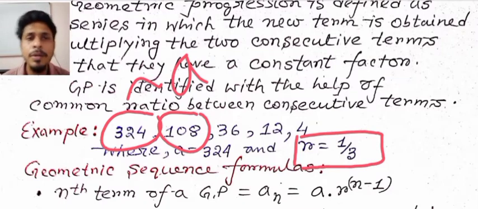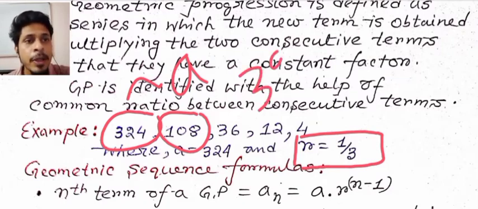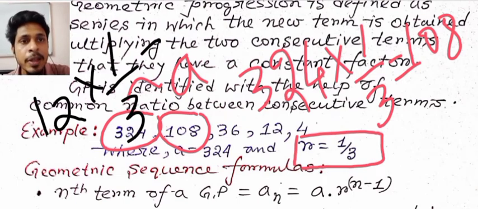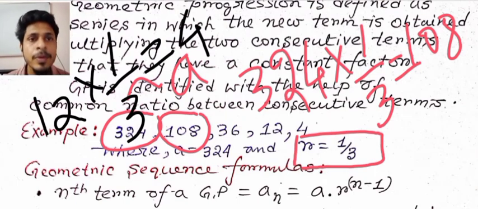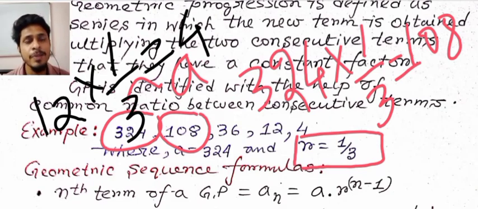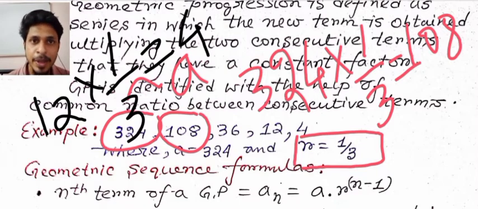So how will we get the second term? 324 into 1/3. That means 108. Not only that, we can also do 12 into 1/3, then we also get 4, the last term. So this is GP. In GP, it is identified by the common ratio. In AP, we identify the AP sequence or AP series by common difference. It is a basic difference between both of the series.